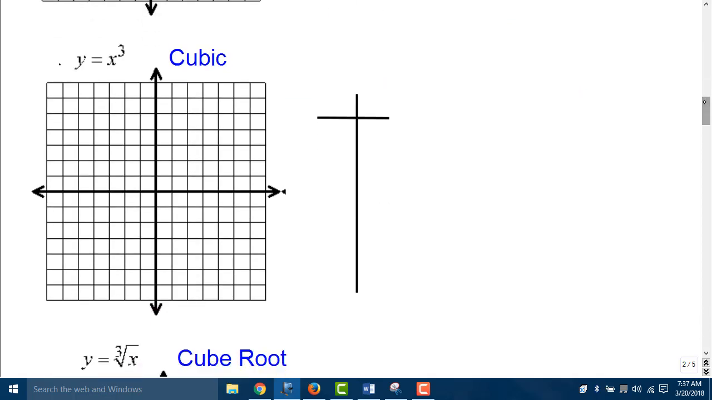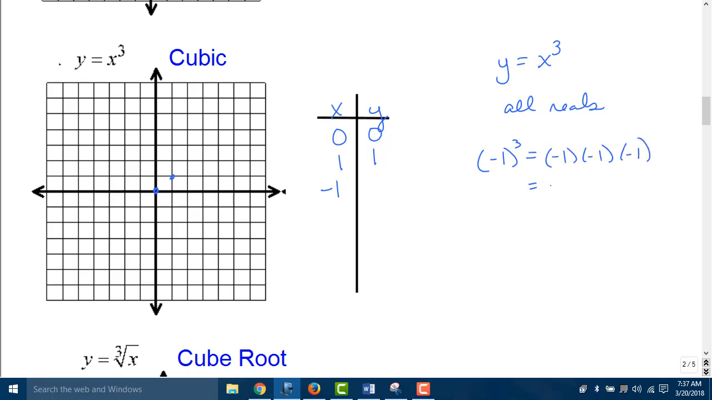What about a cubic equation? y is equal to x cubed. Well, the domain, again, is all reals. Do we know what that looks like? Not yet. So let's build that table of values. And yes, we're going to start out with 0. 0 cubed is 0. 1 to the third power is 1. Negative 1 to the third power. What is negative 1 to the third power? Well, that's negative 1 times negative 1 times negative 1, which of course is negative 1.